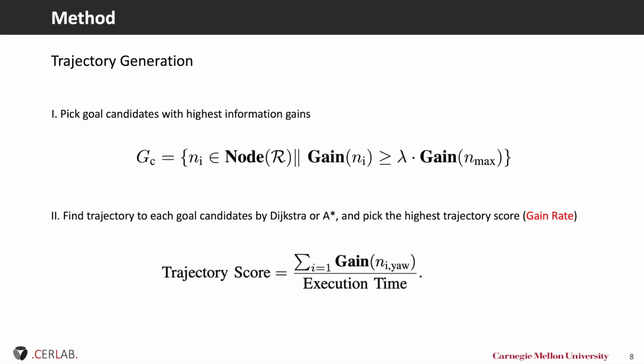Then, to find the best trajectory, we use Dijkstra or A star to find all visible trajectories to goal candidates and evaluate their trajectory score. We pick the one with the highest gain rate as our trajectory. The gain rate calculation is shown in the second equation.